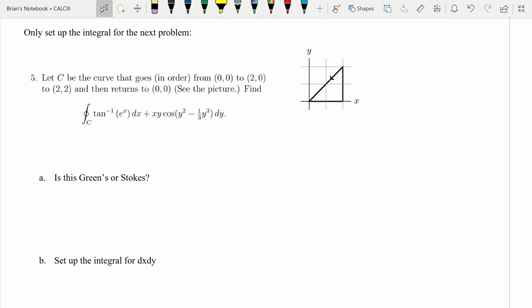Yes, it's Green's theorem. Why? Because the biggest giveaway is 2D. Also, it's got the M dx plus the N dy kind of deal going on. So we've got Green's theorem. Remember, that is equal to the double integral over the region of N_x minus M_y dA.